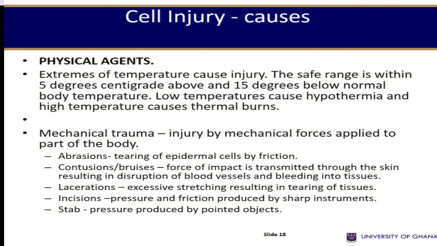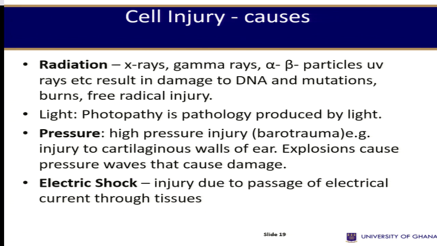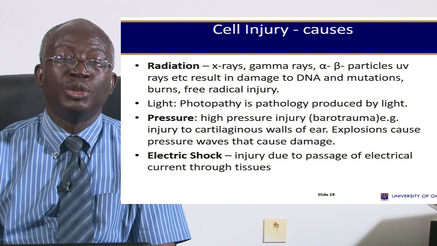Then mechanical trauma. When you apply mechanical forces to any part of the body, you can cause all kinds of injuries. Some of them are listed. Abrasion is when you tear the epidermis away, like friction of the skin, to stab wounds where you have produced an injury due to a pointed object. Radiation, X-rays, gamma rays, alpha and beta particles can all cause injury. The damage is usually to the DNA, and cell injury occurs.